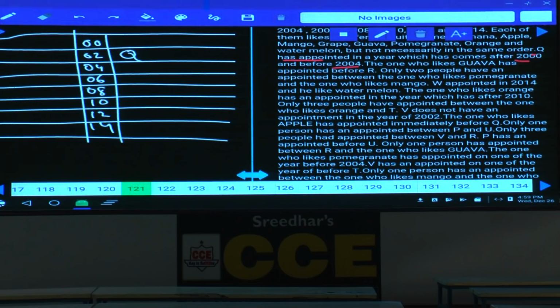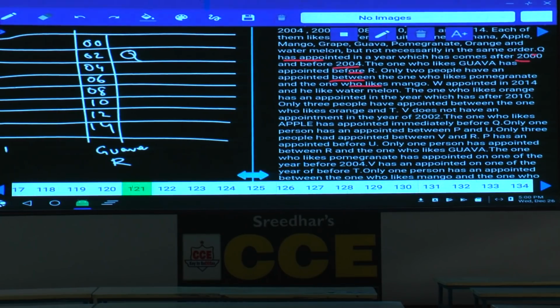And the one who likes guava has appointed before R. Guava is before R. The word immediate is not given, whether it could be immediate or cannot be immediate. Only 2 people have been appointed between the one who likes pomegranate and the one who likes mango. And between pomegranate and mango, how many should be there? There must be exactly 2, isn't it? Now the vice versa, because the order is not clearly given. Between pomegranate and the one who likes mango, there must be exactly 2 people appointed.